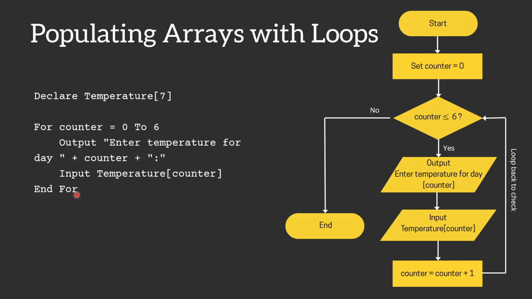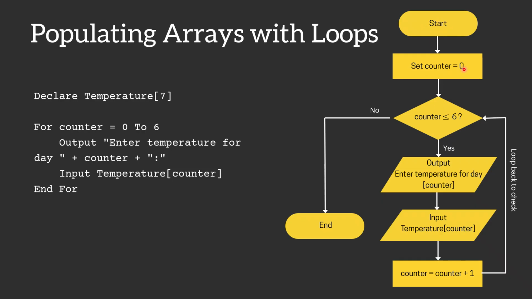And then end for. So instead of repeating the same code 7 times like we did before with the set, the loop automatically steps through each element in the array. Every time the loop runs, it's going to ask for one more temperature and then store that in the next box. And this is what makes arrays and loops a powerful combination. So this is basically the flow of it.